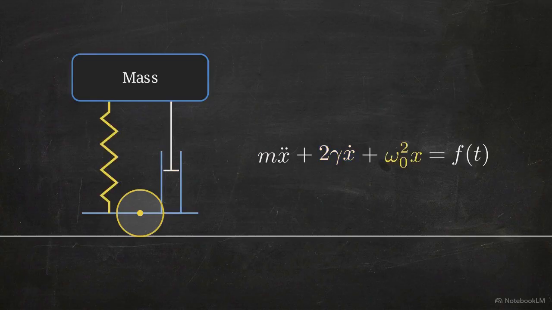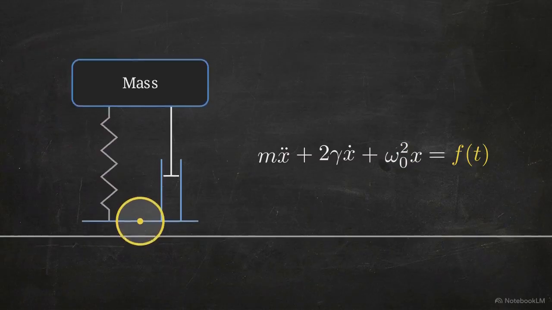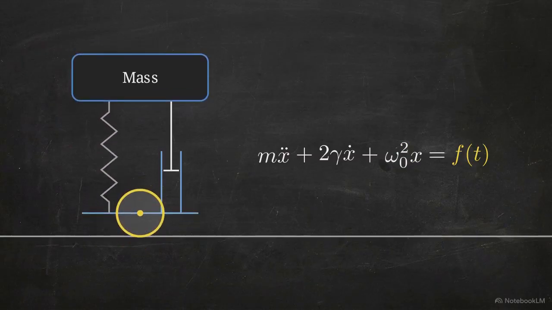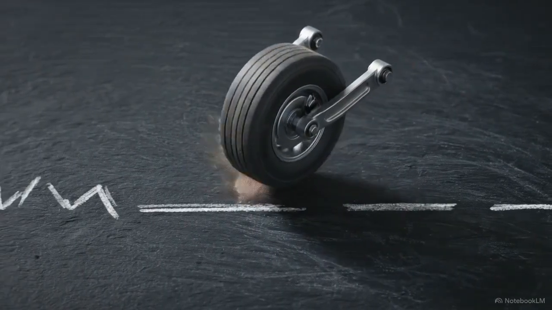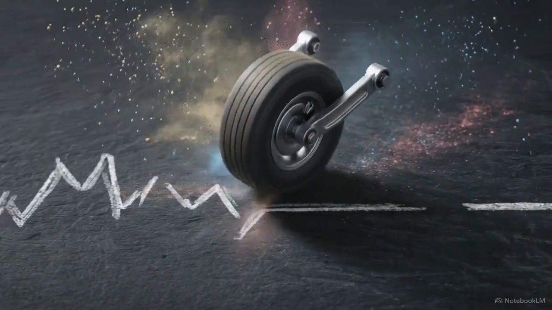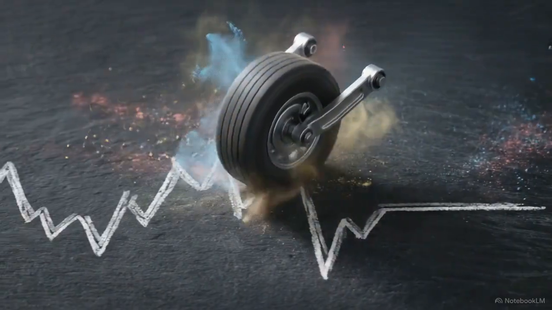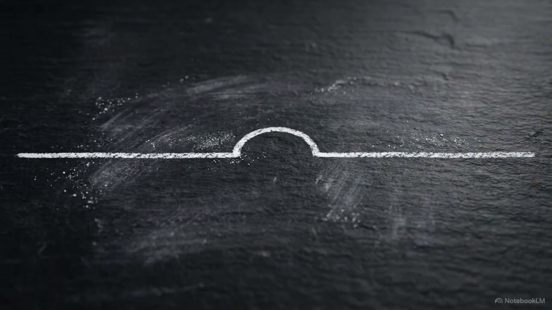The m x double dot term represents inertia. The x dot term represents shock damping. The standard x term represents spring stiffness. On the right side of the equation, F of t is the driving force. This is the physical road surface itself, a continuous, unpredictable stream of upward and downward pushes against the tire.